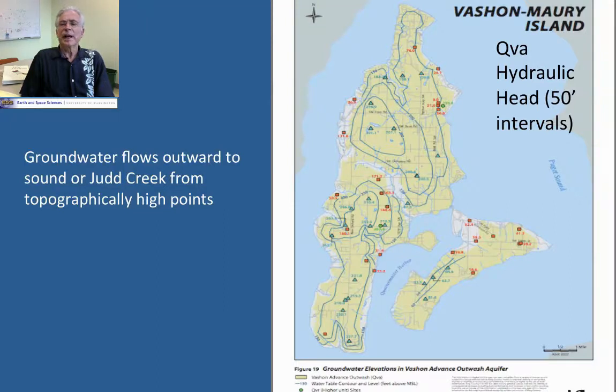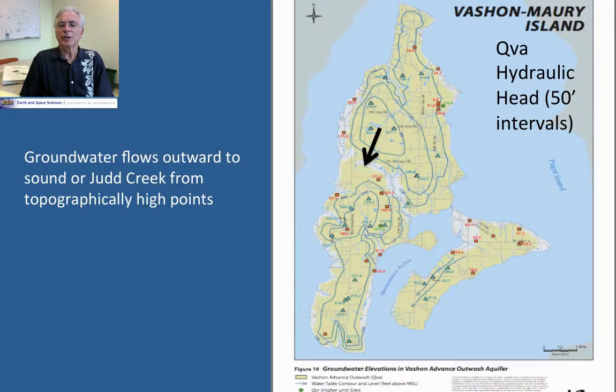Okay, let's look at groundwater in this glacial fluvial environment. On Vashon Island, I have a plot here of the hydraulic head in the QVA layer. The hydraulic head is plotted at 50-foot intervals, and you can see that there are two large pods of water, one on the north part of the island and one on the south part of the island. Running between them is Judd Creek.